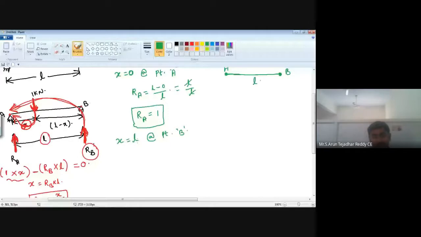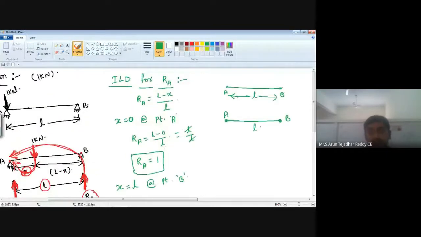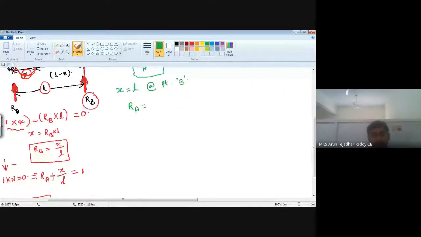Now the same value substitute in RA. What is the value? (L minus x) by L. So here x means substitute the L value. (L minus L) by L. So RA is equal to 0.